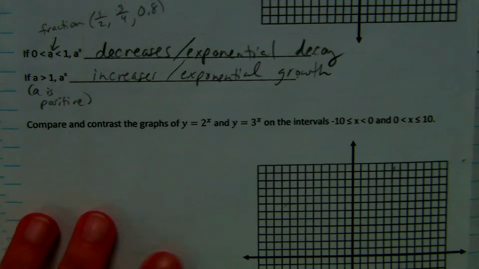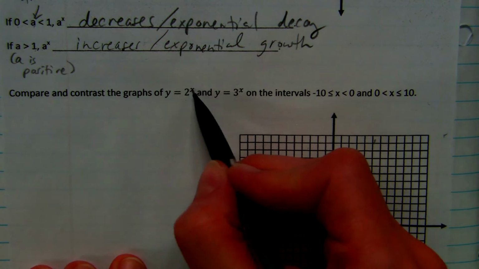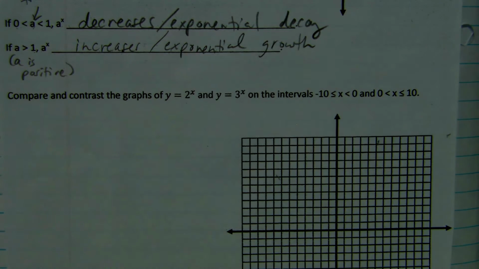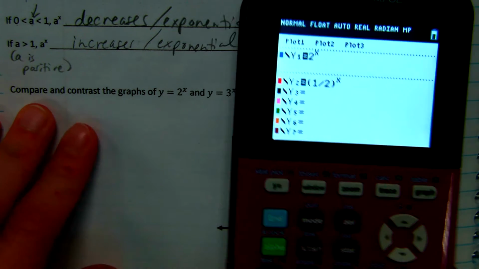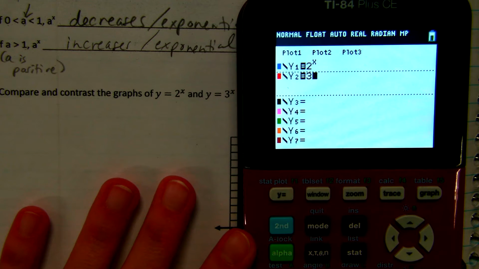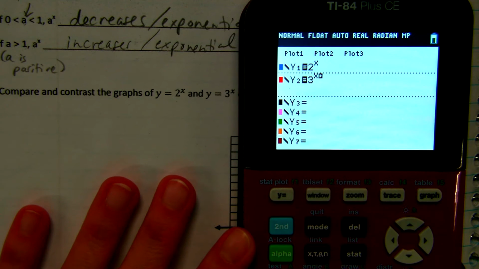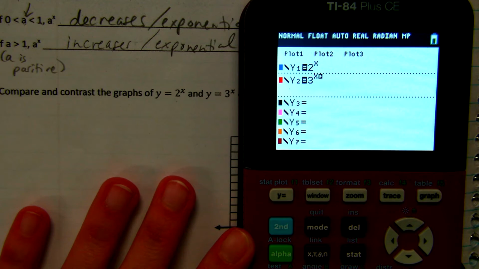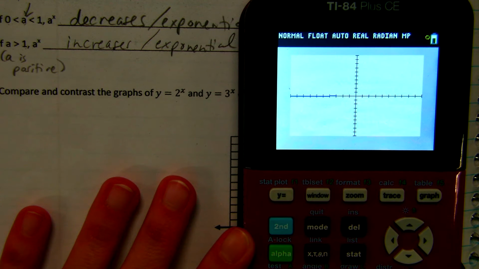Now we're going to look at y equals 2 to the x power and 3 to the x power. We already have 2 to the x on our calculators, so I'm just going to leave that, but I'm going to come down here and do 3 to the x. So I have both of them on the screen. The blue one is 2 to the x, red is 3 to the x, and I'm going to graph them. The same steepness.